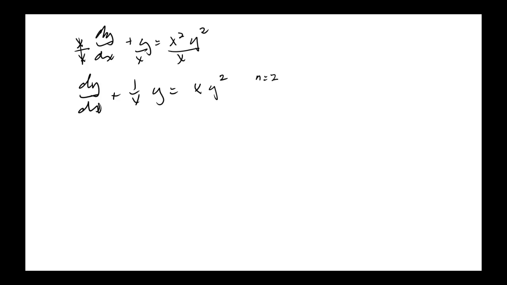Now, your substitution that they told you for Bernoulli's equation, this section is on substitutions, and the substitution to use is let u equal y to the 1 minus n, where n is whatever it was here, and that was the 2. Okay? So, therefore, our substitution would be let u equal y to the 1 minus 2, which would be minus 1. y to the minus 1.